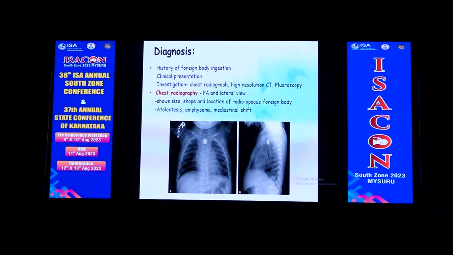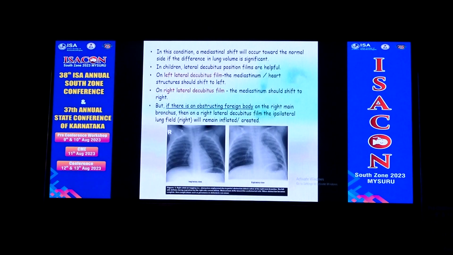Mainly the chest radiograph, high resolution CT, and fluoroscopy aid in diagnosis. Chest radiograph, PA and lateral views are taken, inspiratory and expiratory films are taken. This shows if it's a radiopaque foreign body, then we can identify the size, shape and location. Even atelectasis, emphysema and mediastinal shift can also be identified. In children, since it is difficult to take the expiratory films, lateral decubitus films are helpful.